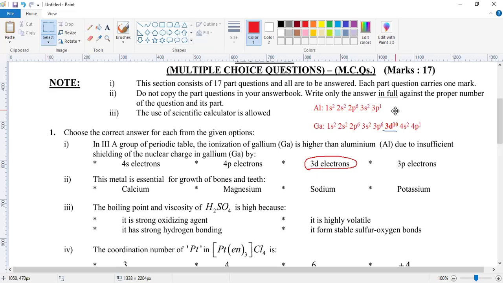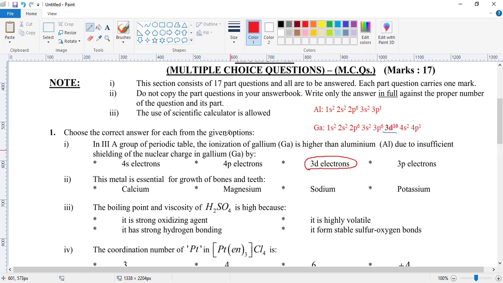See, this is the electronic configuration of aluminum and gallium. And you can see very clearly that it has a completely filled 3d orbital. So due to the electrons in 3d, the shielding on the 4p and 4s becomes insufficient. And that's why it has higher ionization energy as compared to aluminum.